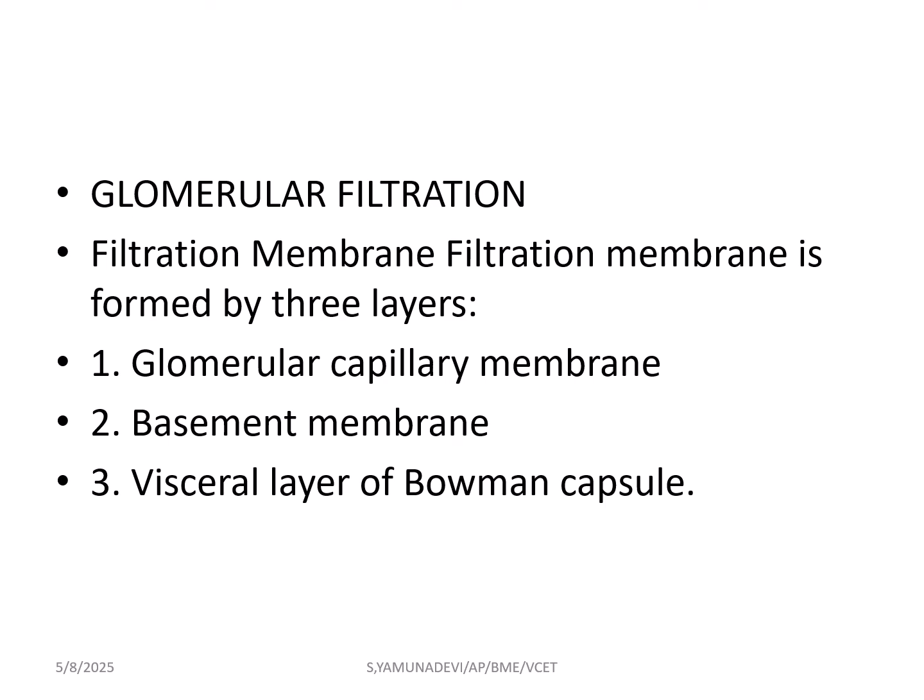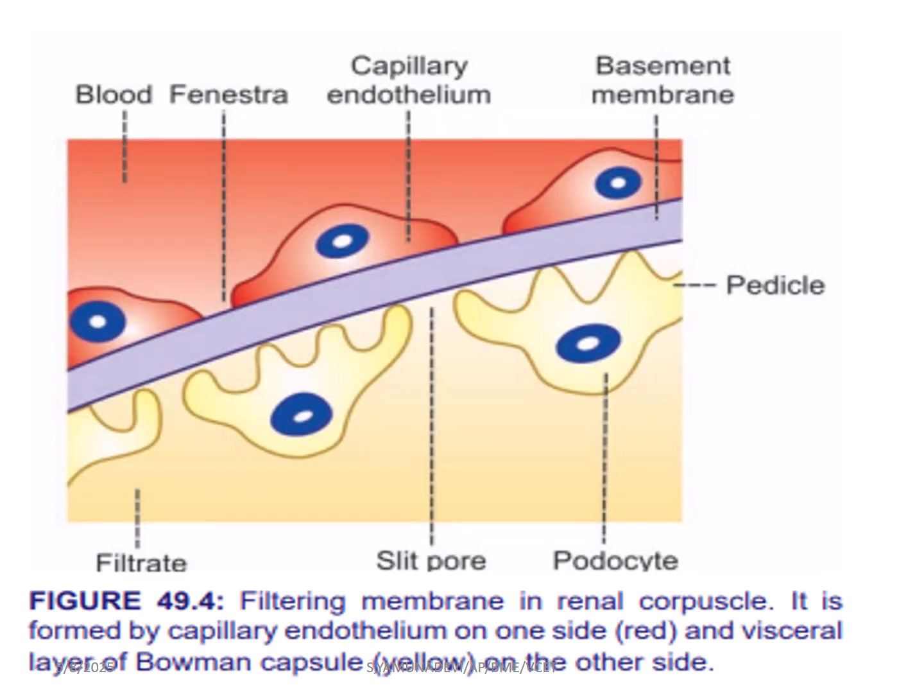And this is the glomerular filtration phase. It has three layers: the capillary membrane, basement membrane, and visceral layer of the Bowman's capsule. The glomerular capillary is the first layer, above that the basement membrane, then the visceral membrane will be there. Next, this is the structure. Here, the filtration membrane and the renal capsules are in the red portion, and the visceral layer of Bowman's capsule is depicted as the yellow portion.